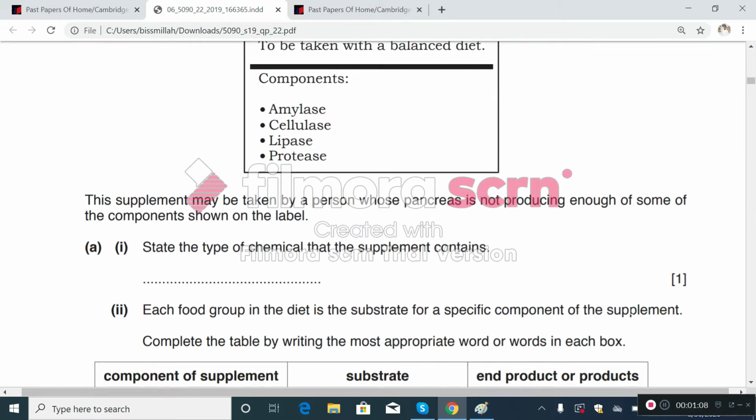State the type of chemical that the supplement contains. Okay, in the table, 4 different types of enzymes are given. So all enzymes are made up of protein. So when we talk about the type of chemical that the supplement contains, actually all enzymes are made up of protein. So the right answer for this question is protein, or we may write enzymes.